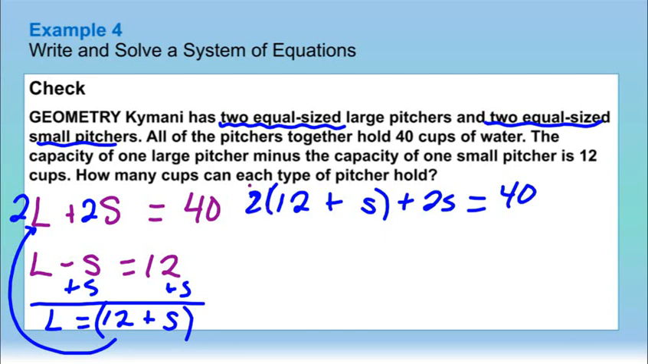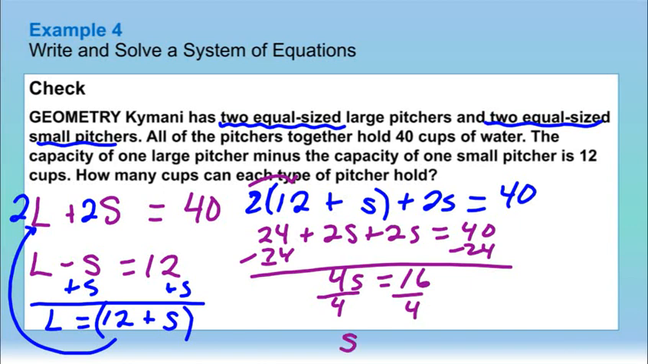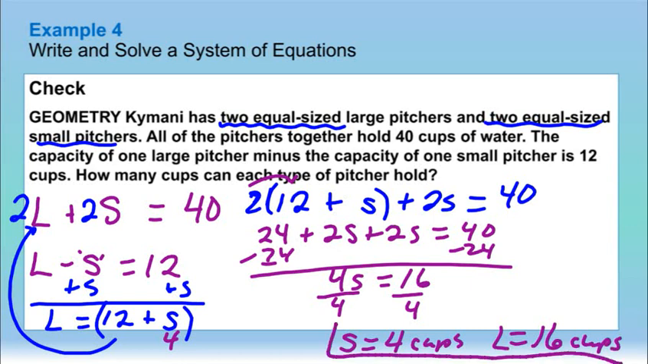Now if I do this one correctly, this would be 24 plus 2S equals 40. Then subtract the 24. I now have 4S equaling 16. And then divide that by 4. For small pitchers, I would have 4 cups. Then I can substitute that 4 in for S. If I substitute the 4 down here, 12 plus 4 would give us 16. So you would have 16 cups for the larger ones.